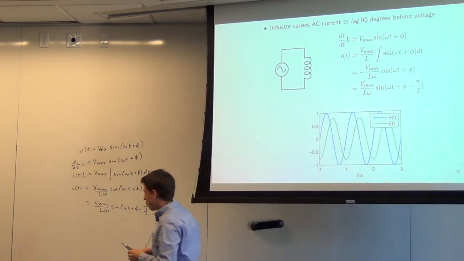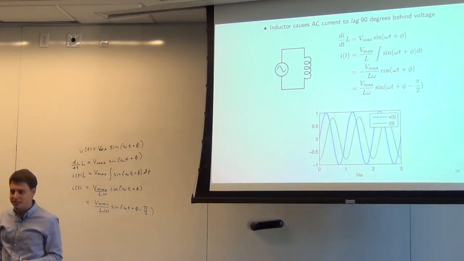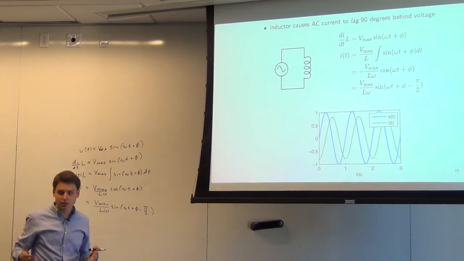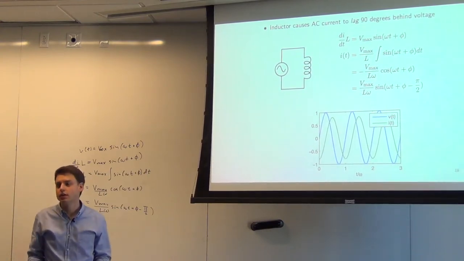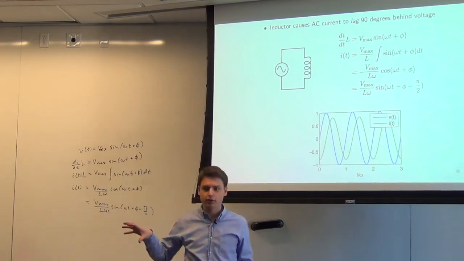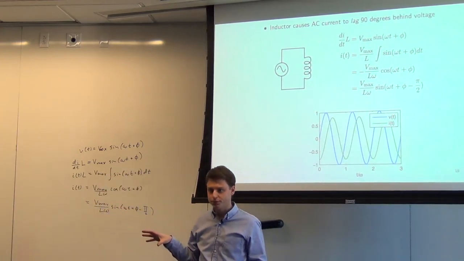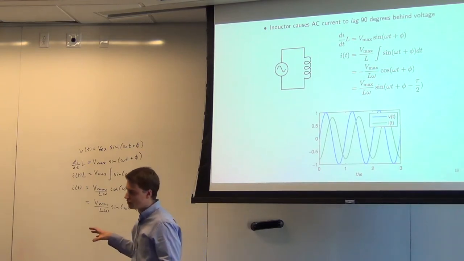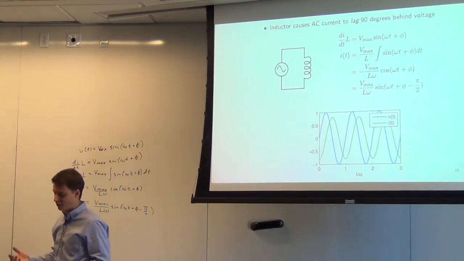What's really interesting about this, though, is that the current here is still a sine wave. It's just that using an inductor, we've shifted it over 90 degrees behind. Current is lagging the voltage by 90 degrees.